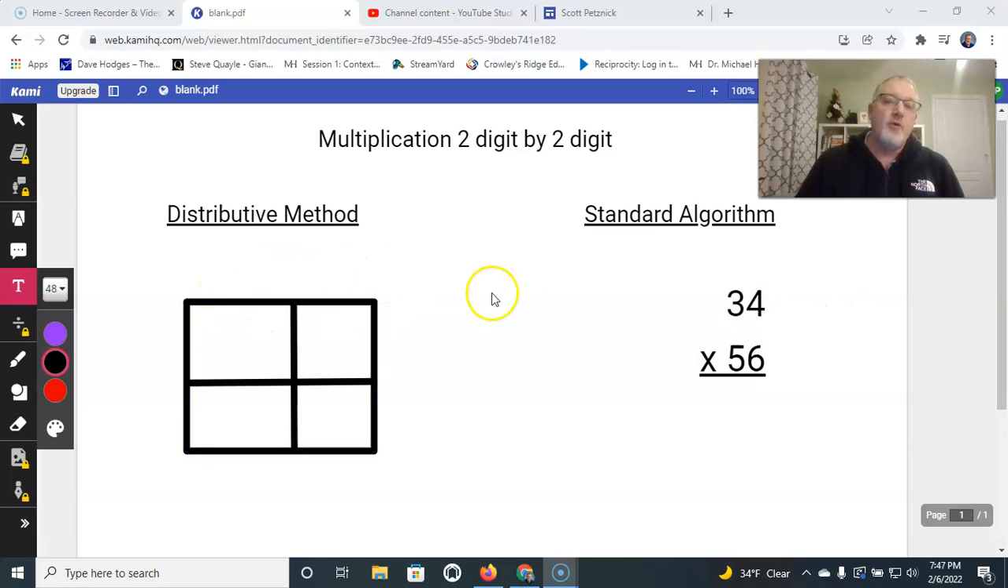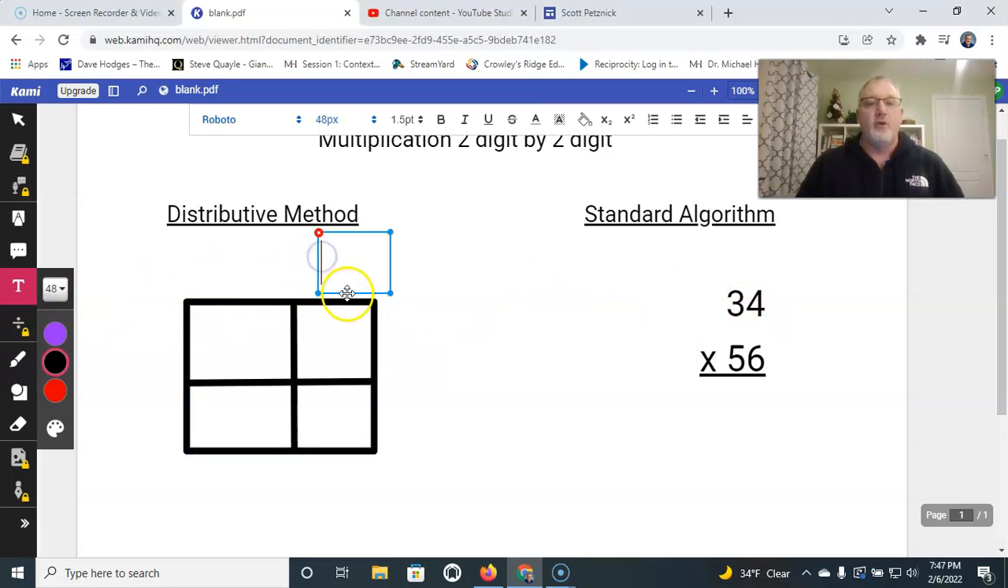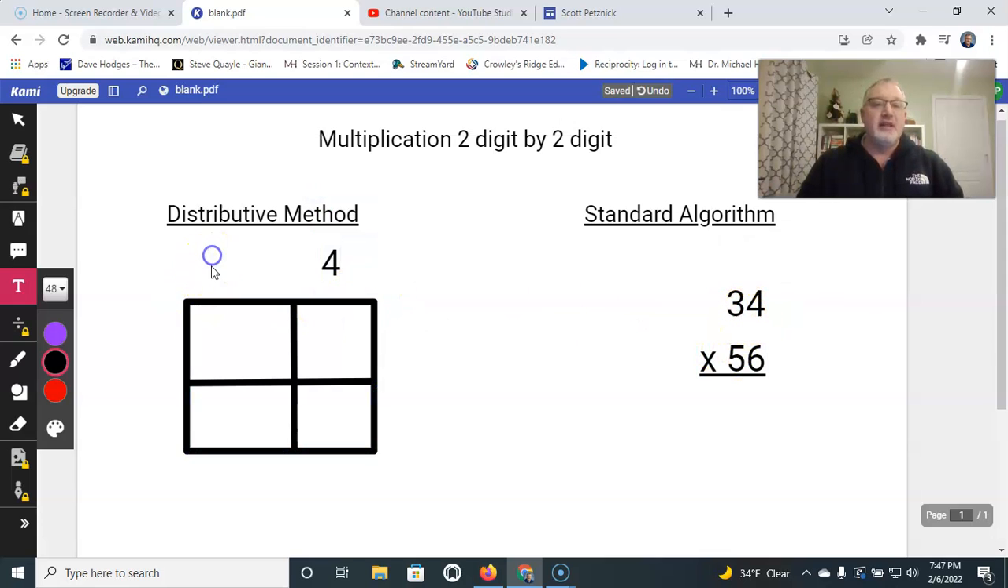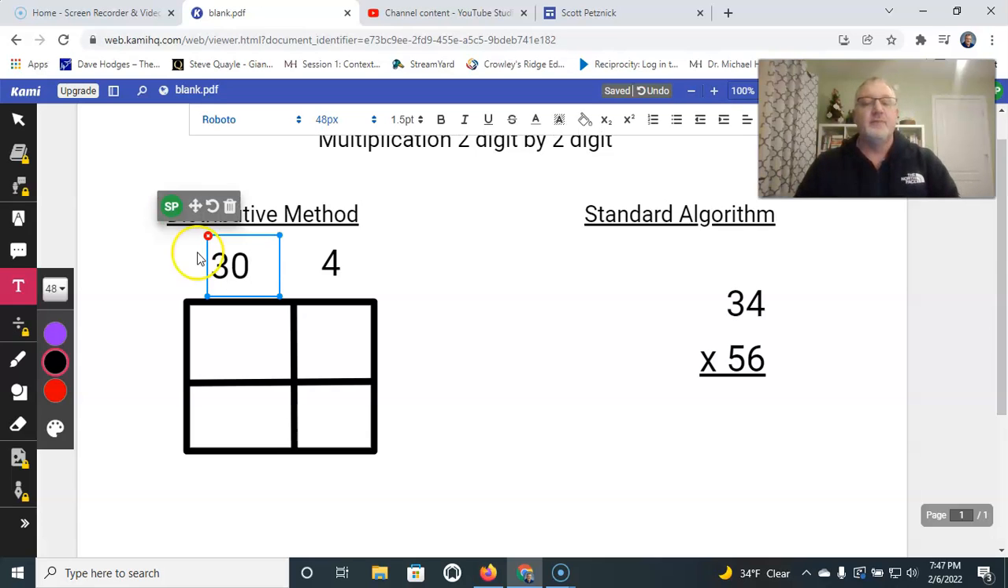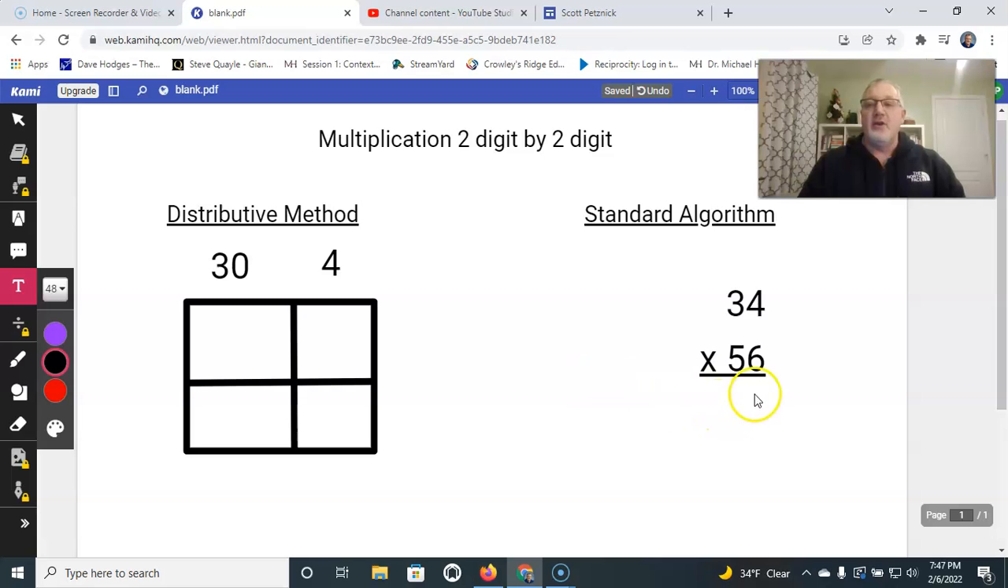So again, we're going to come over here, and the distributive method, just a quick review, is we take numbers, we break them apart to their expanded form. We multiply the parts, and then we add them all back together at the end. It's a little longer, but it's a little easier to understand. So again, we take the 4, okay, so let's go ahead and put our 4 up here, because it's in the ones place, and then we have the 3, which is in the tens place, so that is 30. And down here we have 56, so again we have the ones place is the 6, and the 50 goes here.